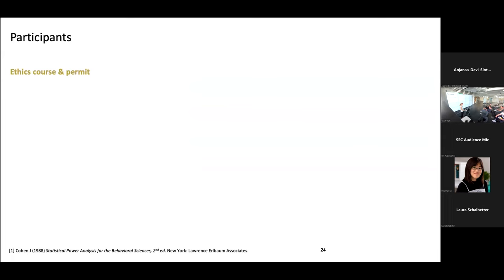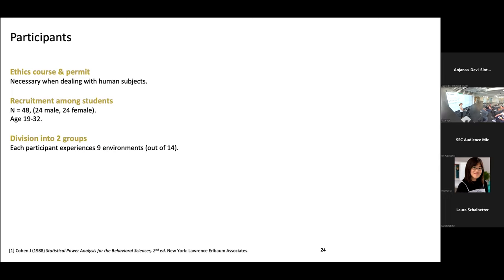Then we recruited participants. But before that, you had to do an ethics course because we were dealing with human subjects. Then we recruited 48 participants. There were originally 52, but some of them experienced technical issues or just didn't do the experiment properly, so we had 48 at the end. They were between 19 and 32, and they were mostly NUS students because we used a recruitment site at NUS. Then, as I mentioned, each participant experienced 9 environments out of the 14 total that were included.